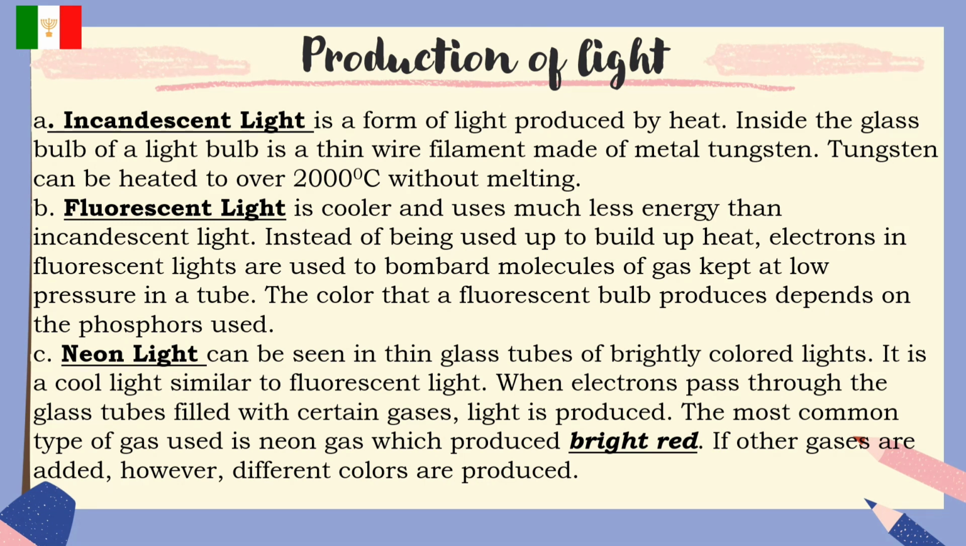Ordinary light bulbs in your home are incandescent. They produce light when electricity is applied to them. Inside the glass bulb of a light bulb is a thin wire filament made of metal tungsten. Tungsten can be heated to over 2000 degrees Celsius without melting.